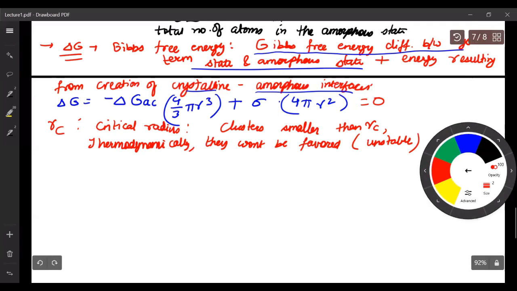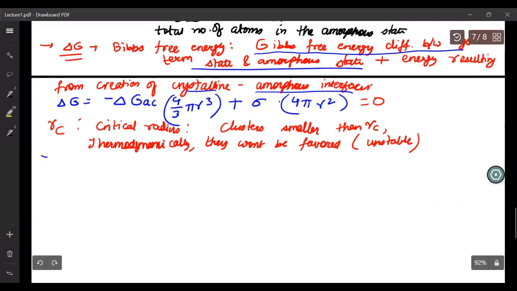What about crystals? What about clusters having radius greater than RC? So if the radius is greater than RC, then those clusters would grow in size. And why will they grow in size? Because they'll gain free energy.